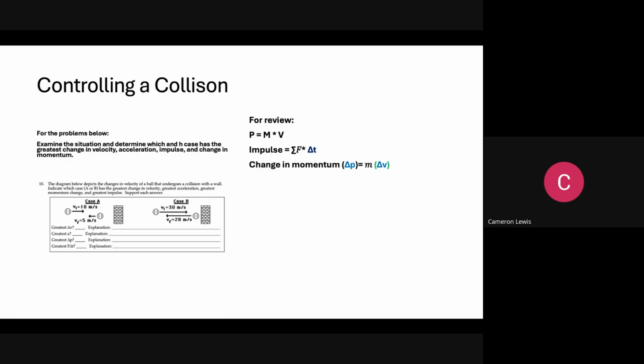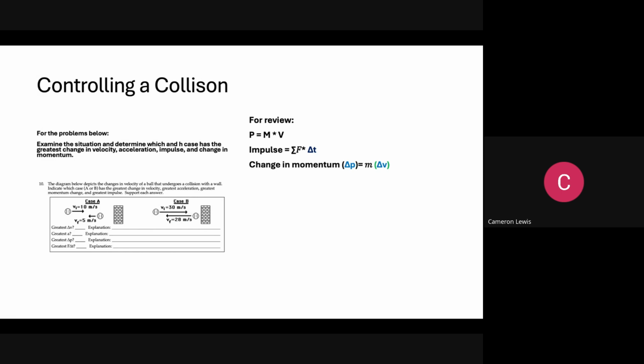The diagram below pictures the change of velocity of a ball that undergoes a collision with a wall. Indicate which case, A or B, has the greatest change of velocity, greatest acceleration, greatest momentum change, and greatest impulse. Support each answer. So let's do the first one together.